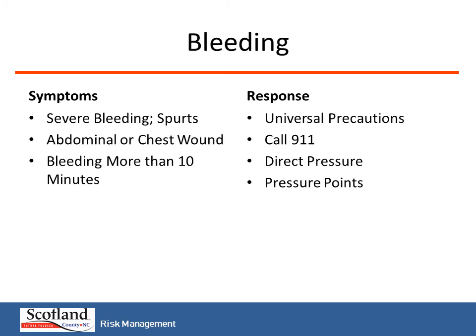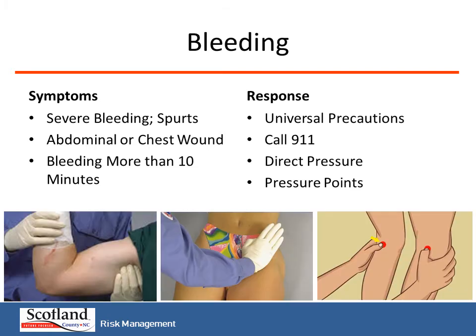If direct pressure isn't working, try a pressure point. Pressure points are specific locations on the body where you press the artery against the bone to slow blood flow. In the arm, the pressure point is located in the upper arm between the two muscles. Use flat fingers to apply pressure.